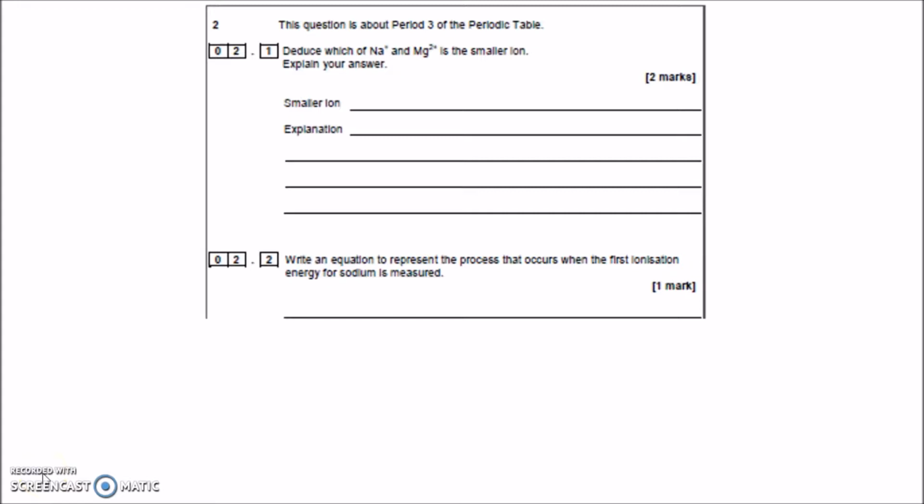Question 2. This question is about period 3 of the periodic table. So in period 3, they've all got 3 electron shells. All the atoms have got 3 electron shells. So they've got the same number of shells, therefore shielding doesn't come into it. Deduce which of Na+ and Mg2+ is the smaller ion.